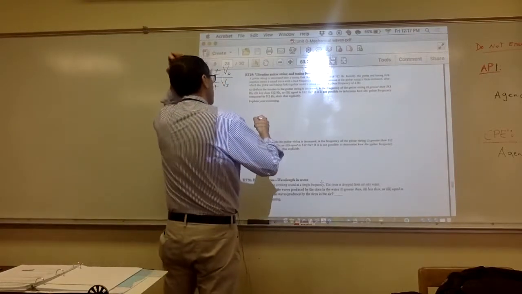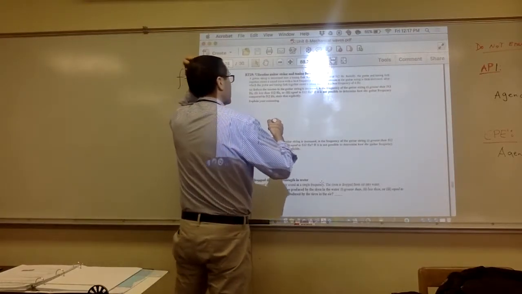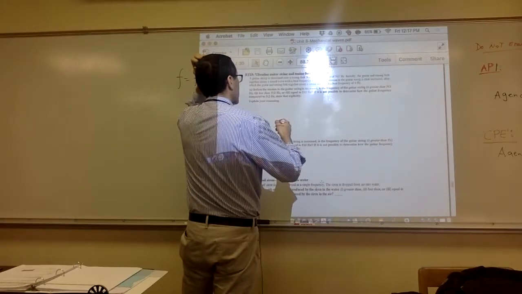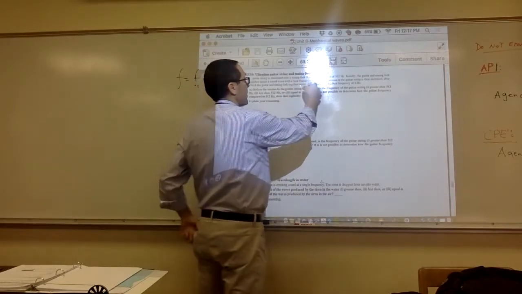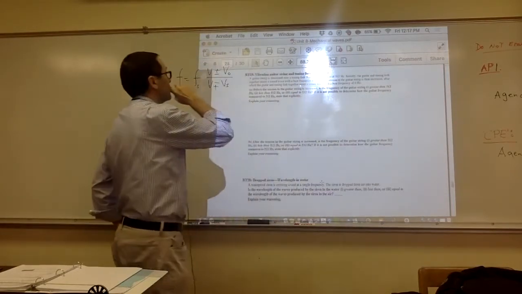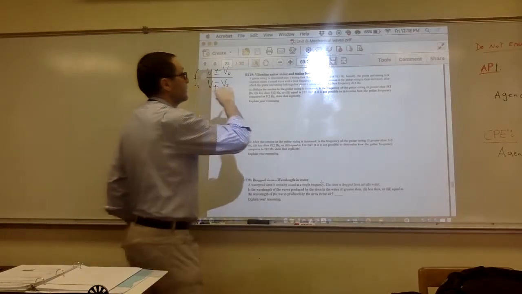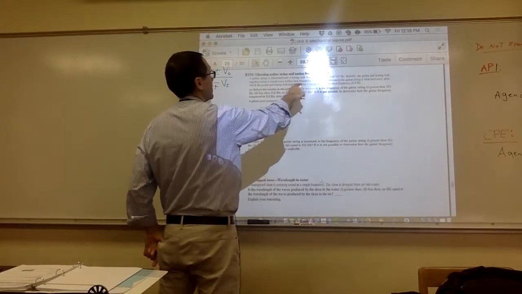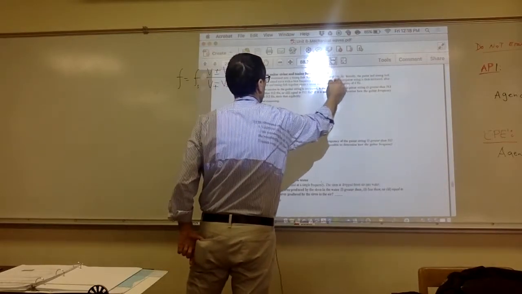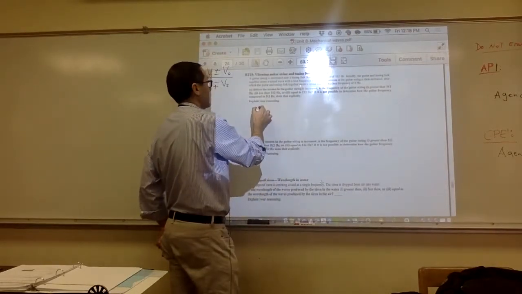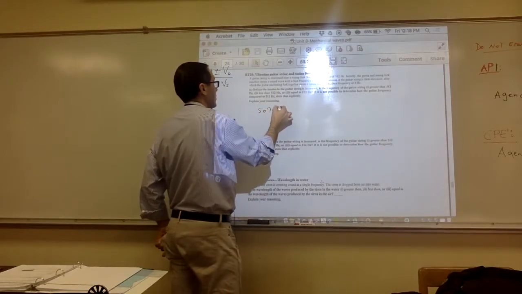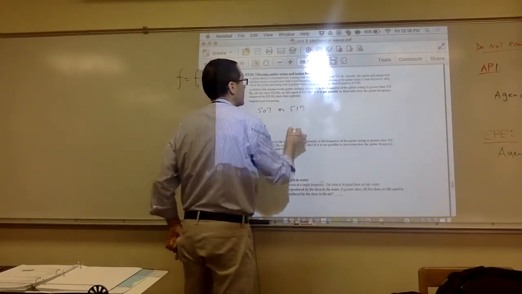Okay, RT19. So we have a beat frequency of 5, which means the tuning fork has 512, so the guitar string can be either 507 or 517.